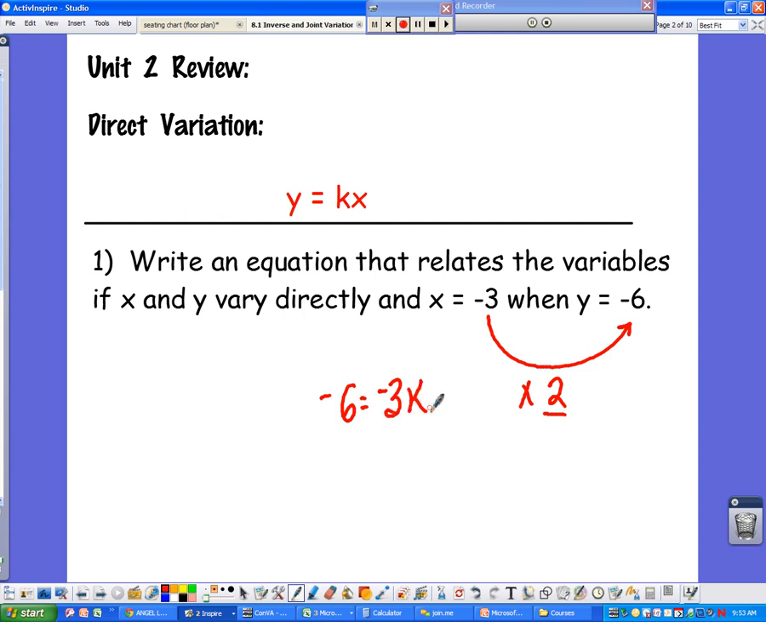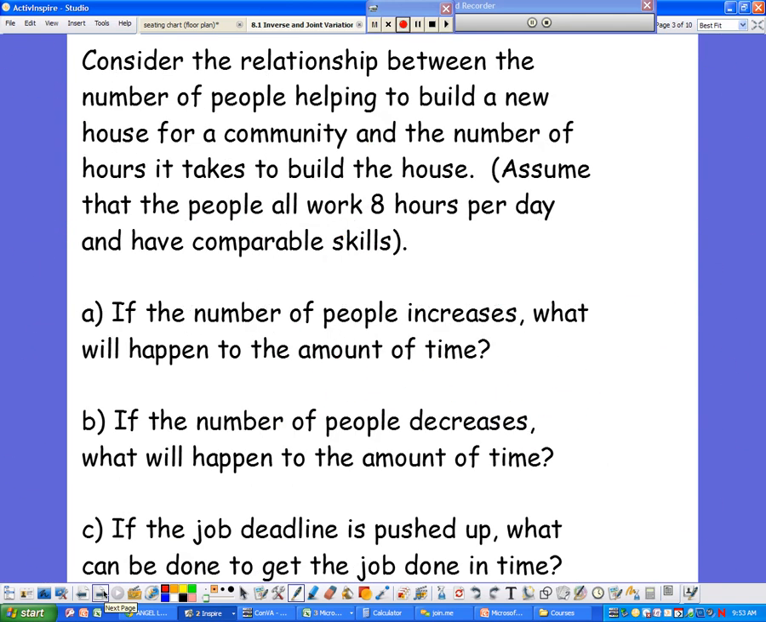A couple of things I want you to consider: the relationship between the number of people helping to build a new house for a community and the number of hours it takes to build the house. Assume that the people all work 8 hours per day and have comparable skills. On number one, if the number of people increases, what should happen to the amount of time? If you get more people involved, then the amount of time to build a house should decrease.